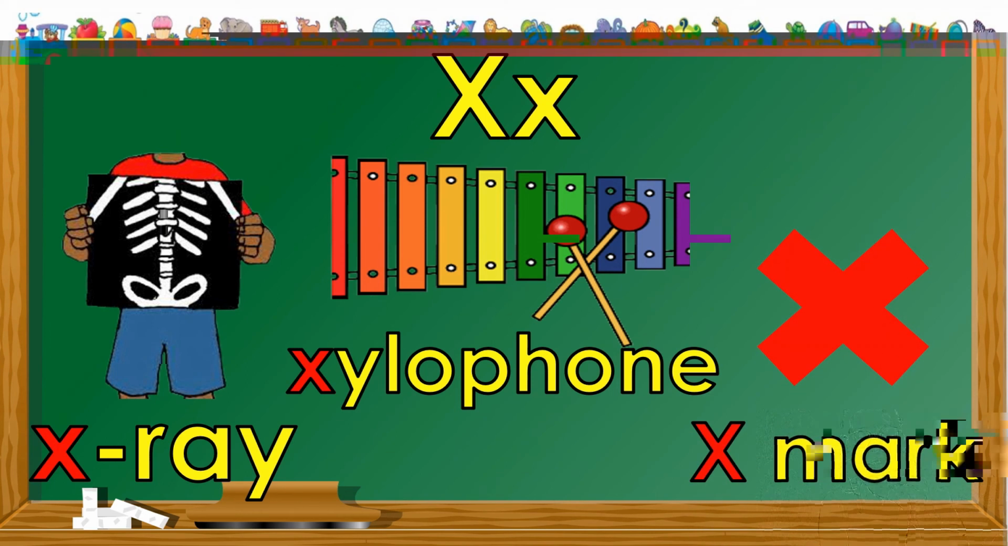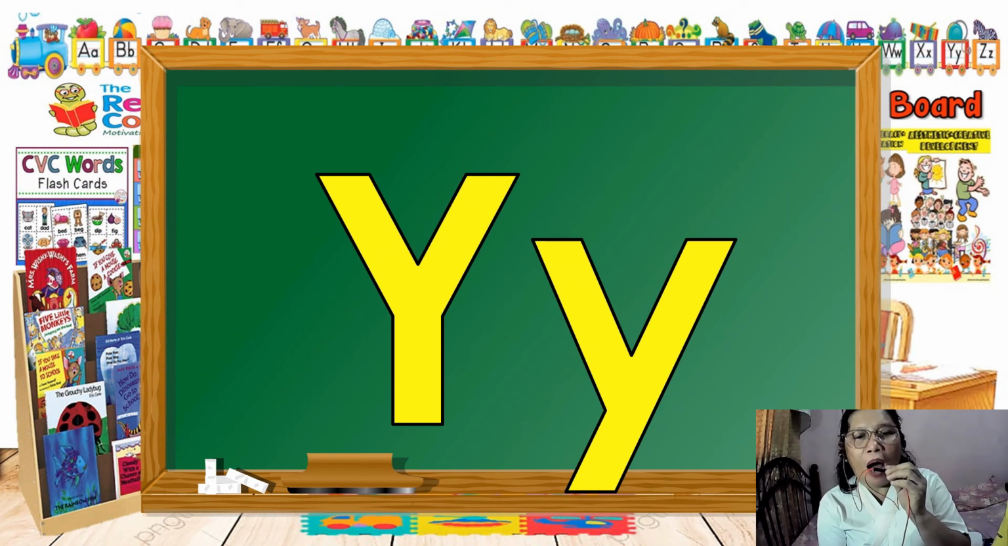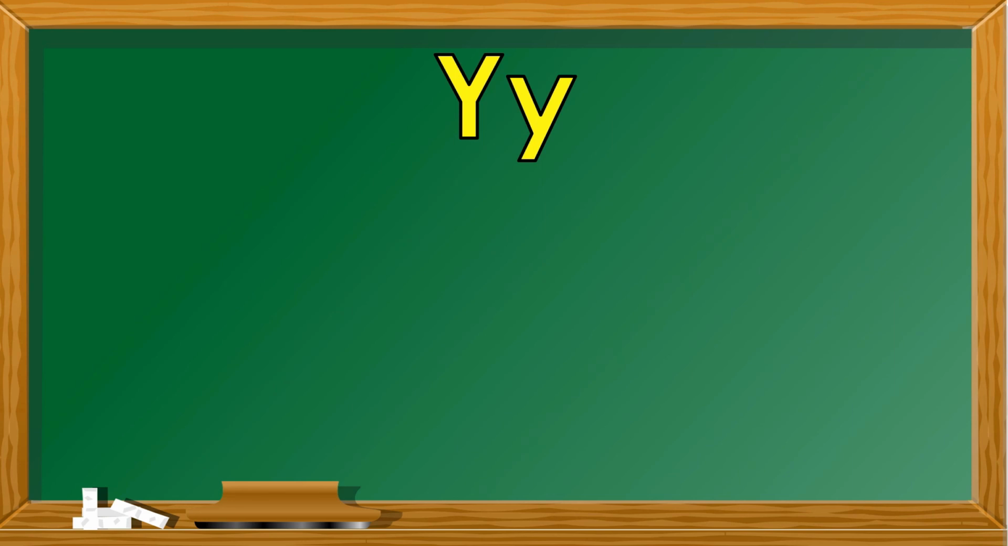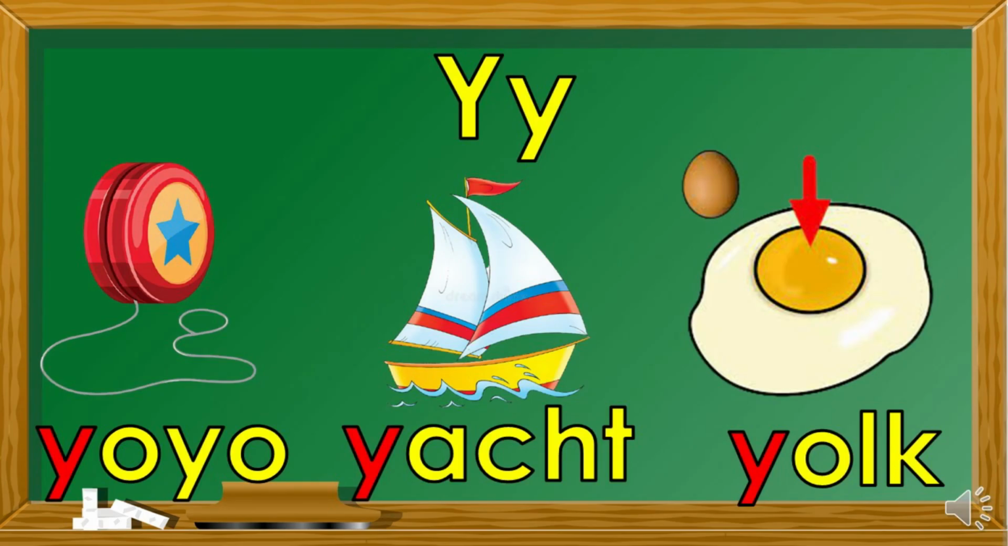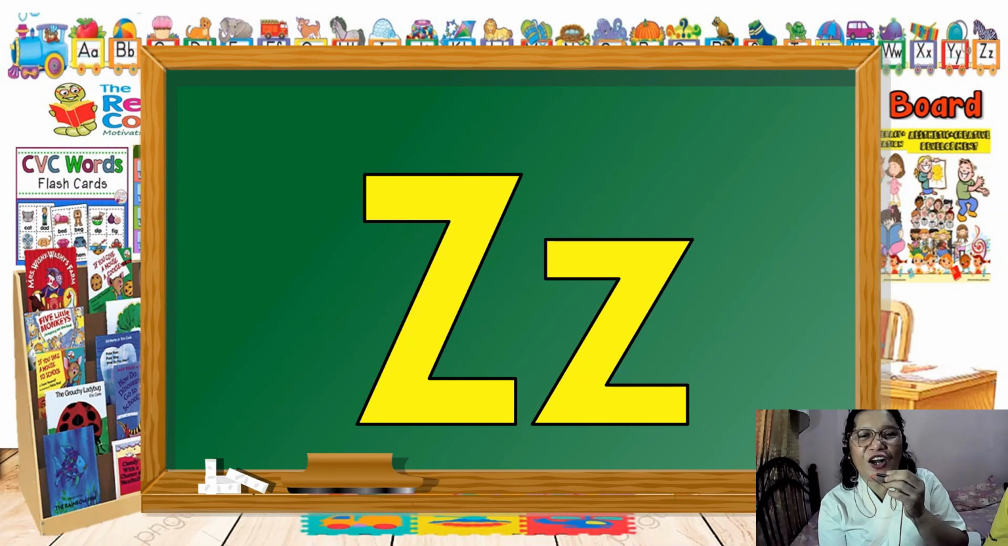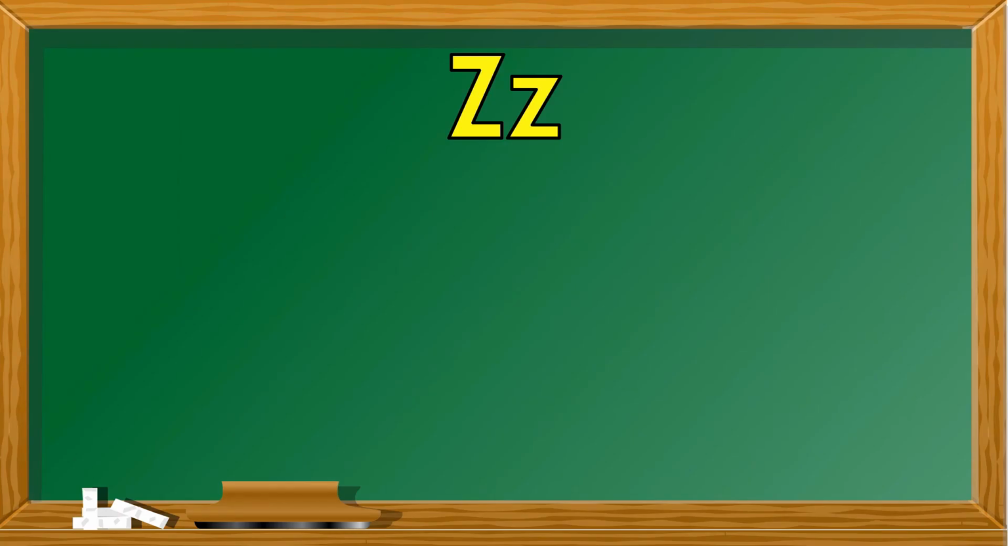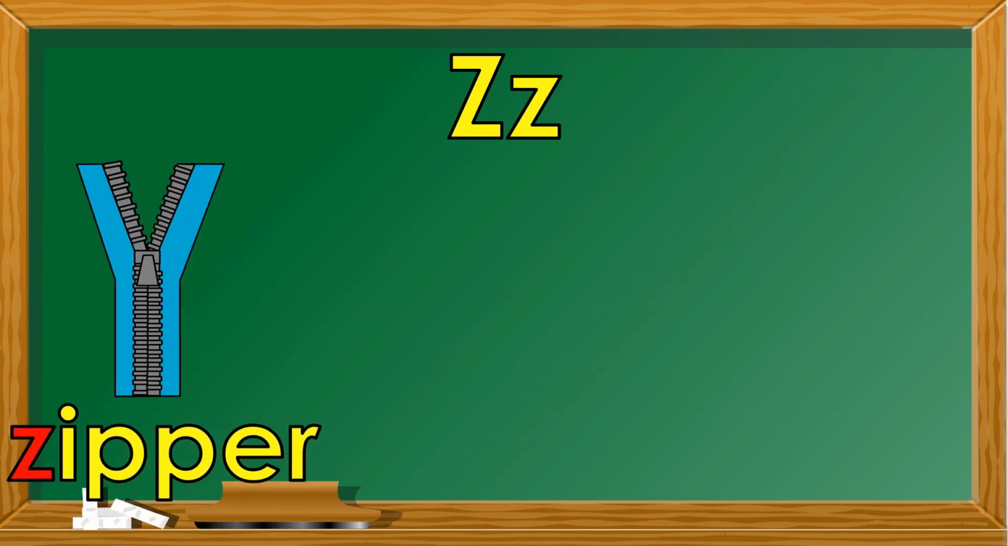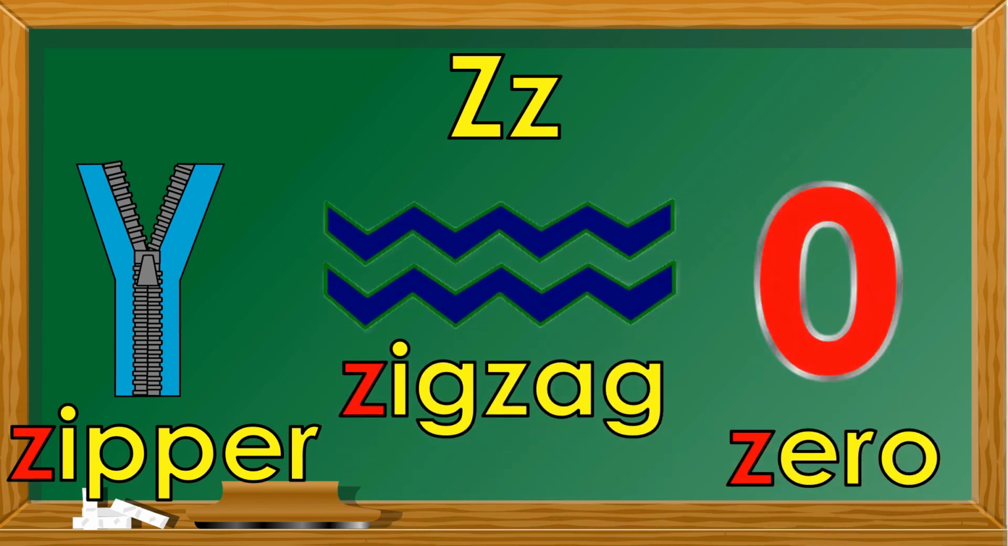X. Now we have letter Y. And the sound of letter Y is Y. Here are some objects with letter Y. Yo-yo, yacht, yoke. Next letter is letter Z. The sound of letter Z is Z. Here are some objects with letter Z. Zipper, zigzag, zero.